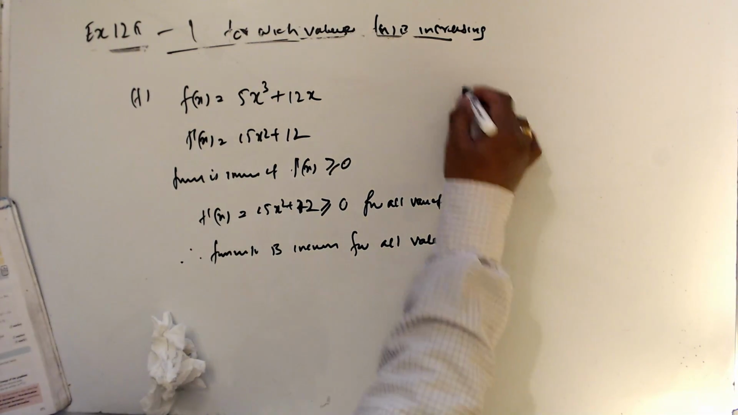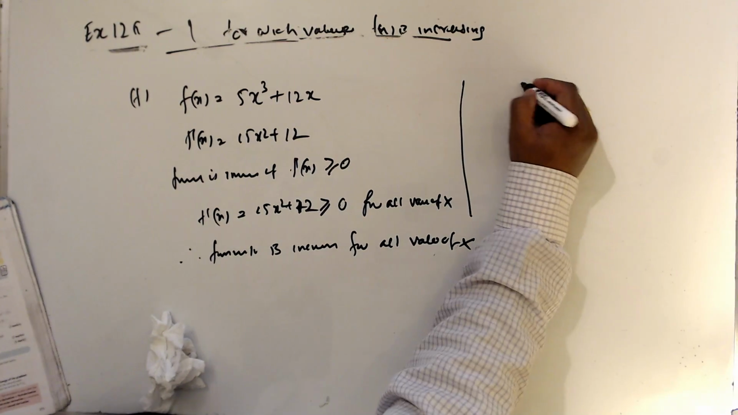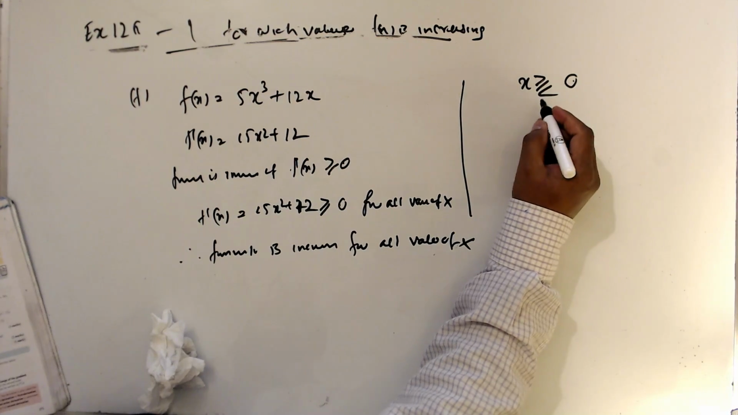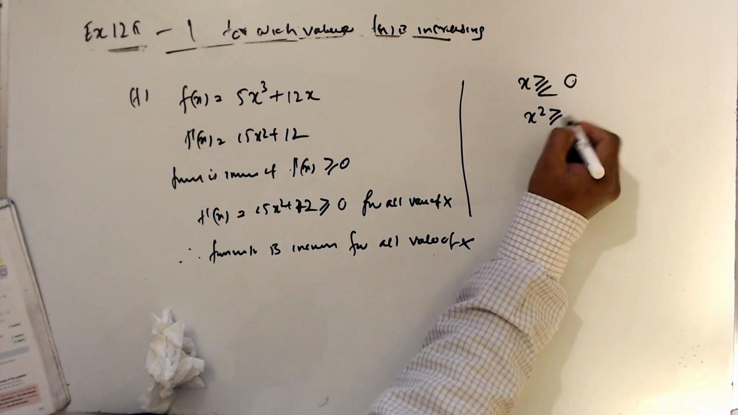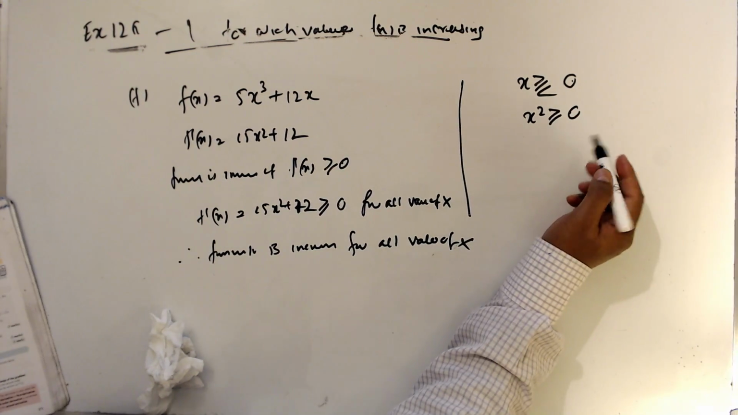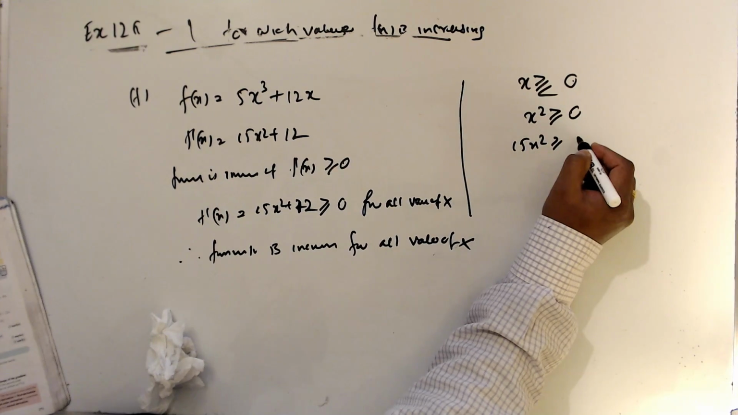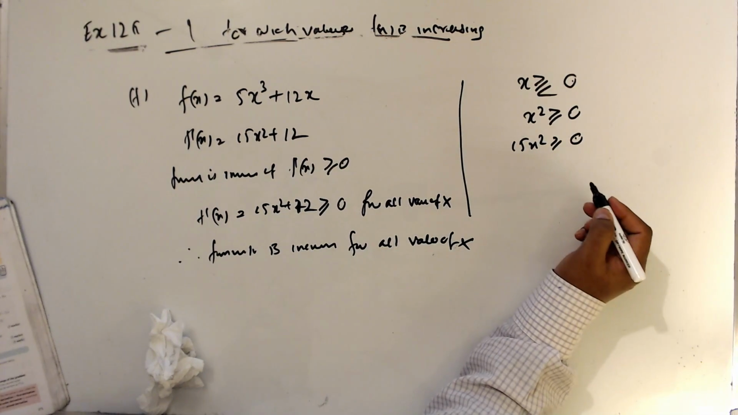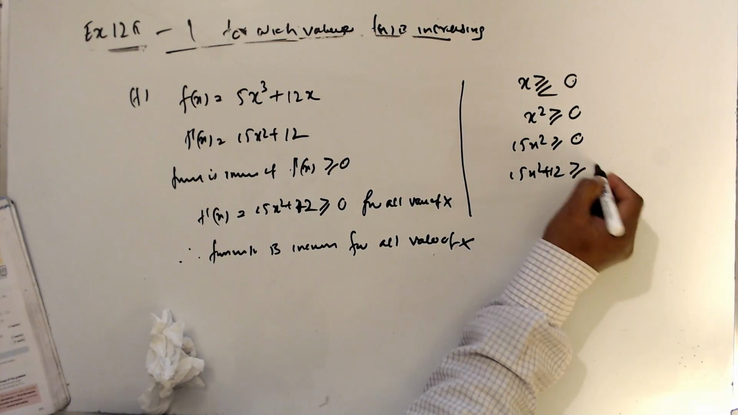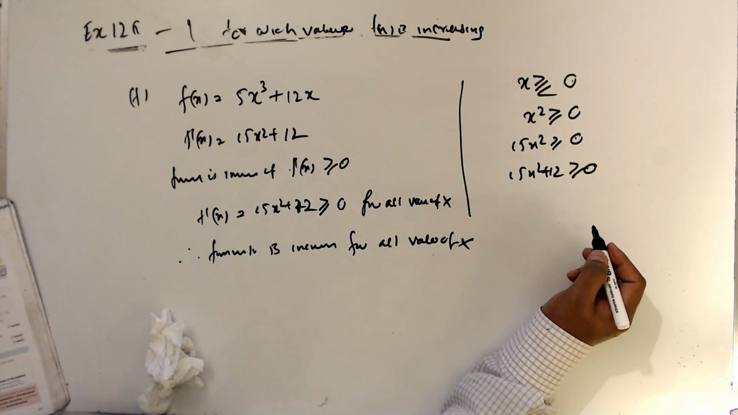You can give an argument if you want here. x can be any number. x square is greater than or equal to 0. When you square, it can't be negative. Then when you multiply by 15, it is still not negative. Then when you add 12, 15x square plus 12 is still greater than 0.